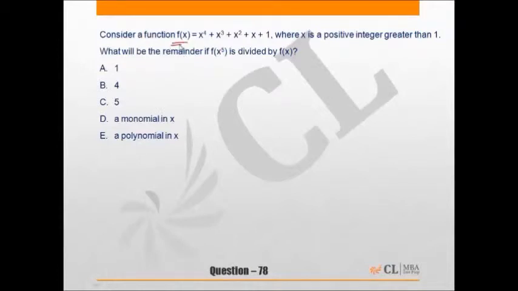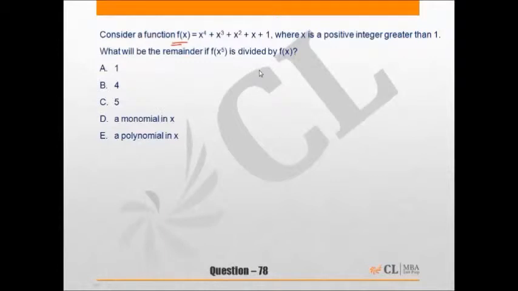Here function f(x) is given as x raised to power 4 plus x raised to power 3 plus x raised to power 2 plus x plus 1, where x is a positive integer greater than 1. What will be the remainder when f(x) raised to power 5 is divided by f(x)? There are two methods to solve this problem. First one by substitution, as it is given that x is a positive integer greater than 1. So the remainder should be the same irrespective of whatever other values we take for x.